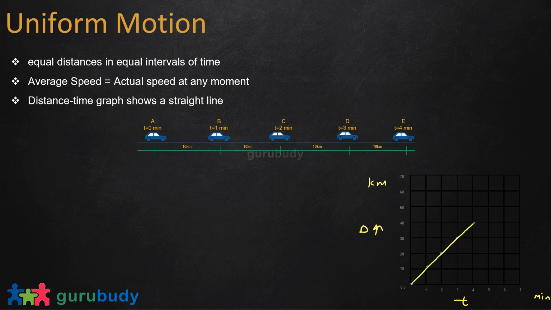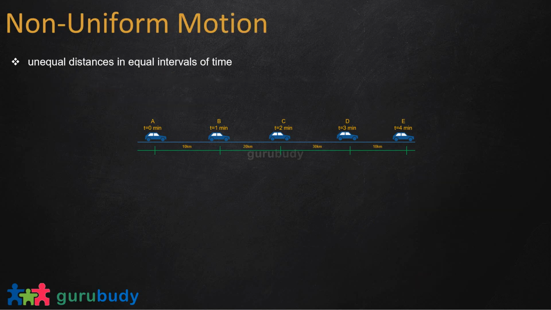So that was the third characteristic. Let's refresh here. In uniform motion, you have equal distances in equal intervals of time. Your speed and average speed are the same, and in the distance-time graph you have a straight line. Let's move on to non-uniform motion. In a non-uniform motion, the object travels unequal distances.